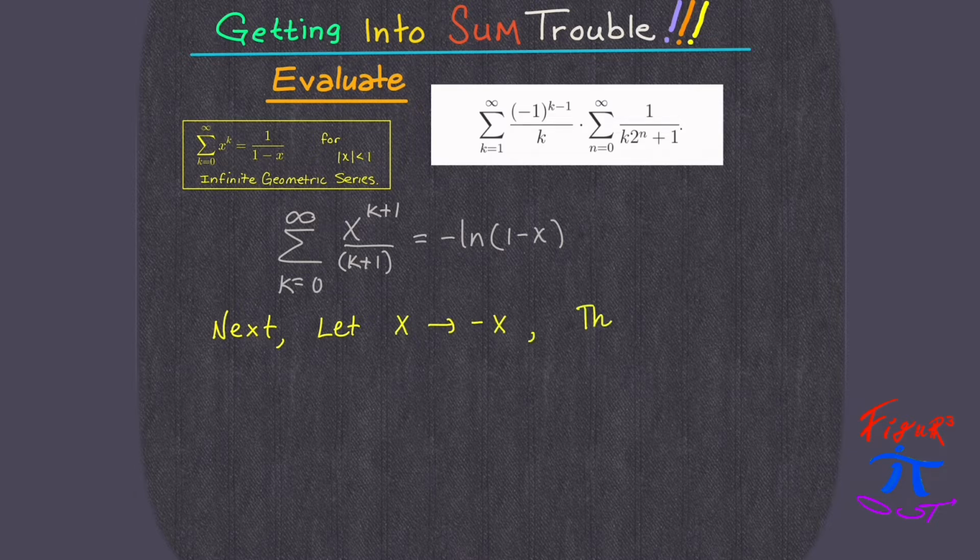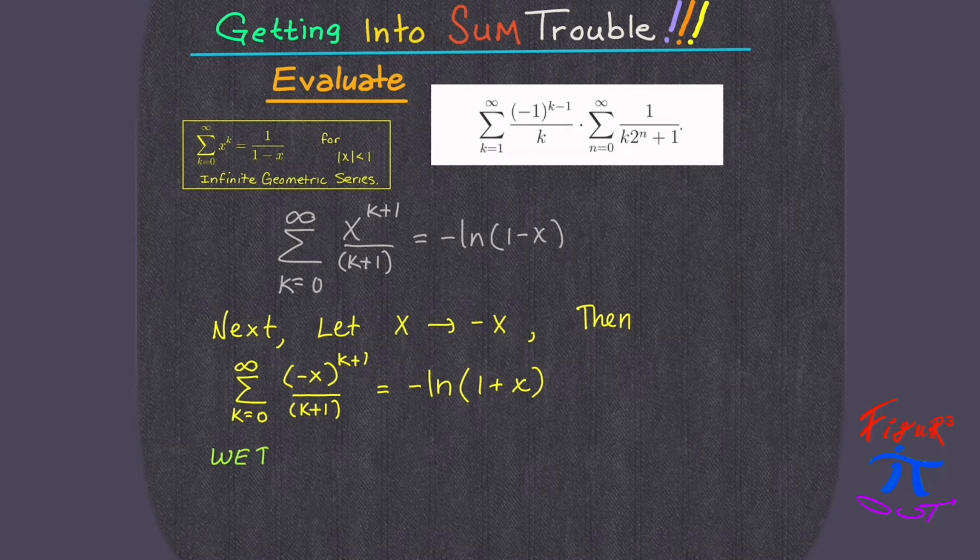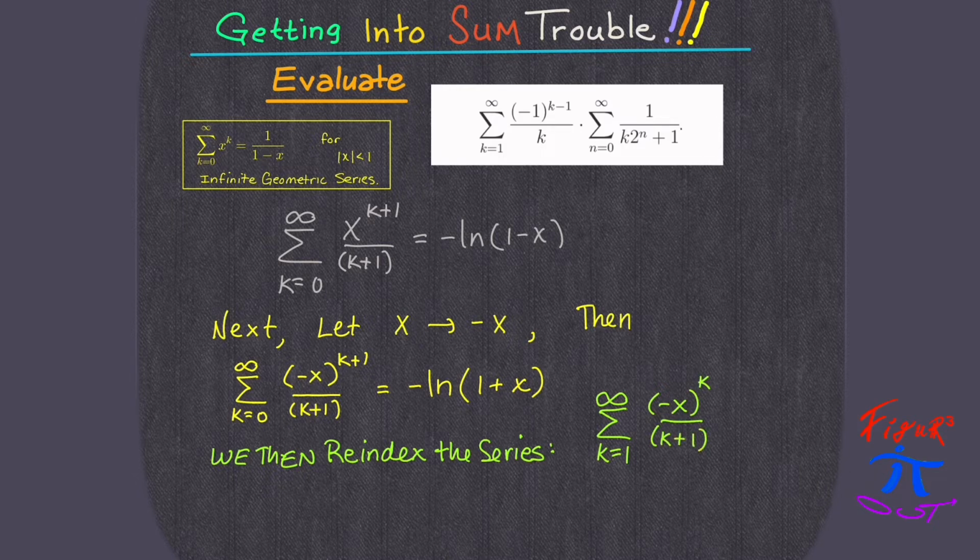If we make the substitution of x to negative x, we can actually change the nature of this expression. So on the left-hand side, plugging in negative x, and on the right-hand side, plugging in negative x, gives us something positive within the natural log, 1 plus x. On the left-hand side, we can re-index the series to bring it to k equals 1, and therefore we just adjust the variable k.